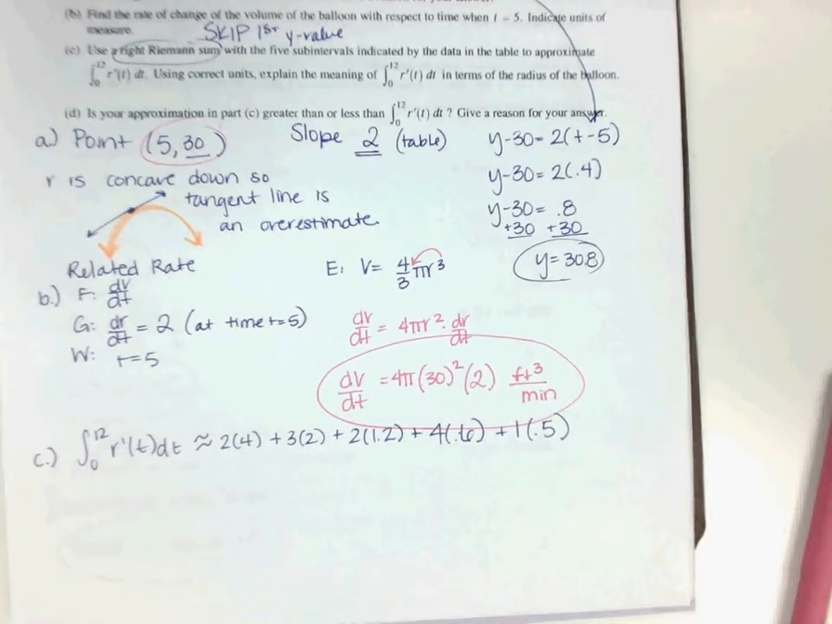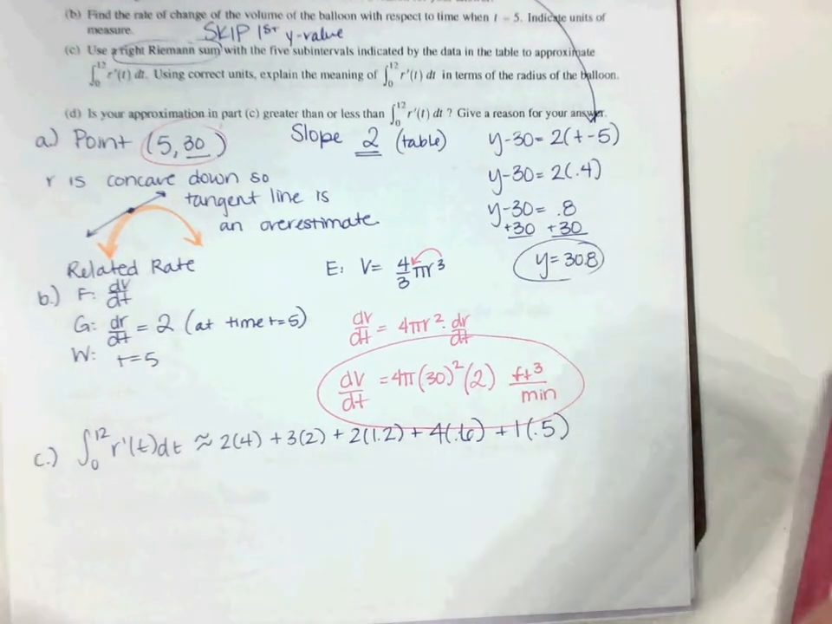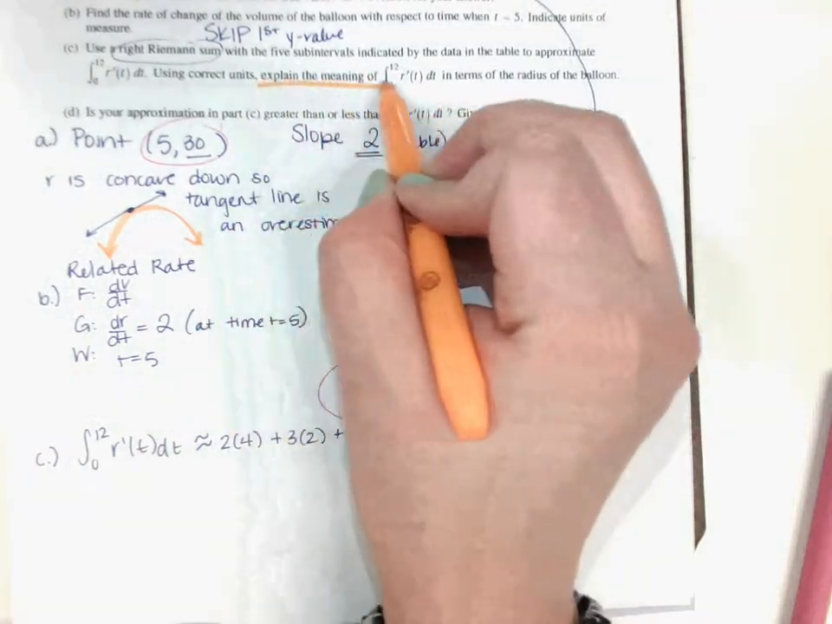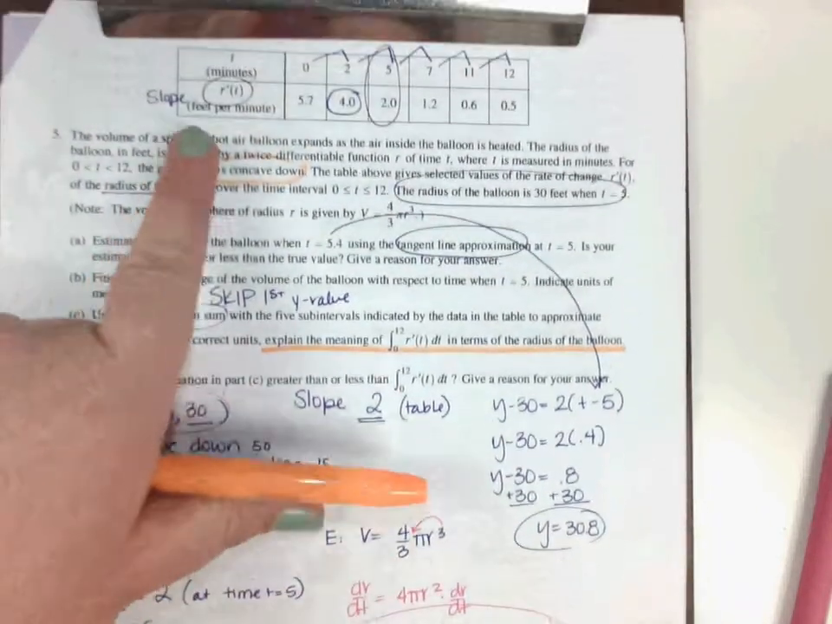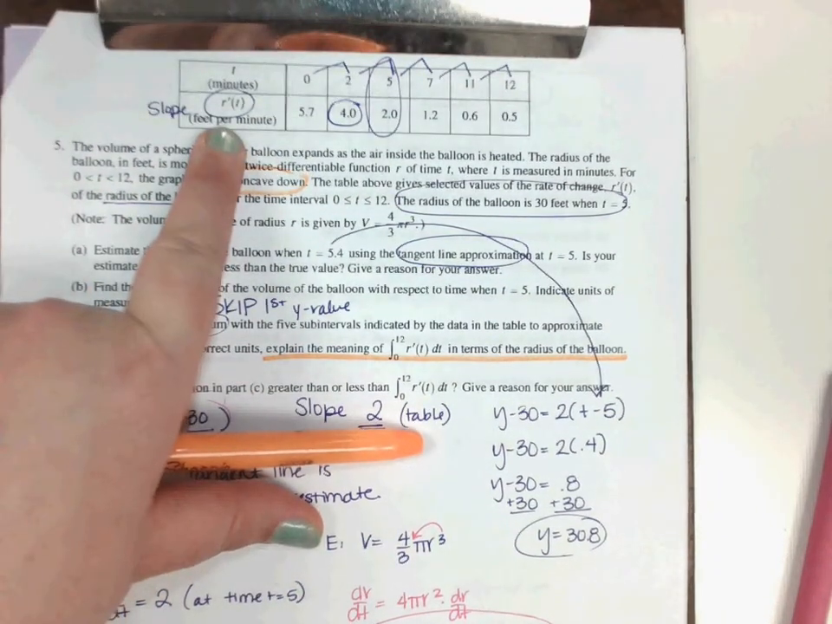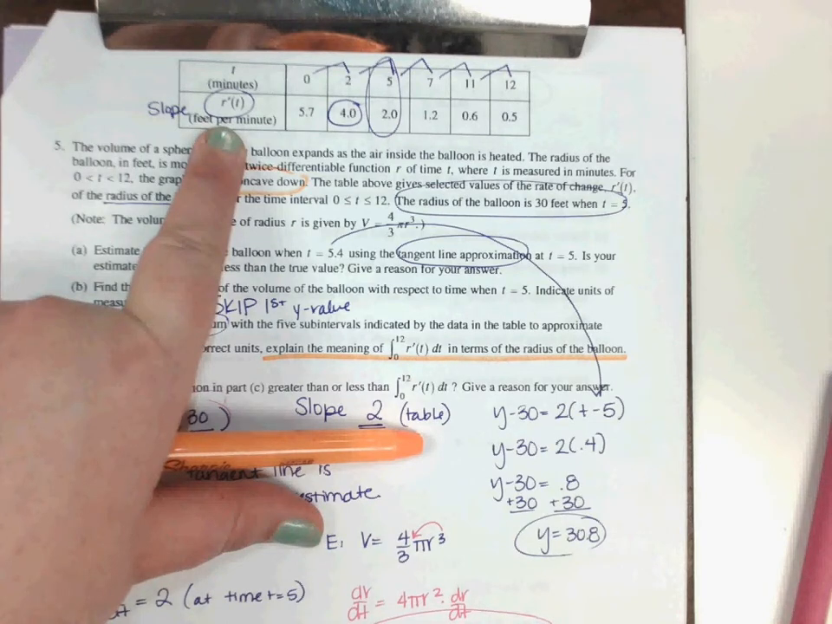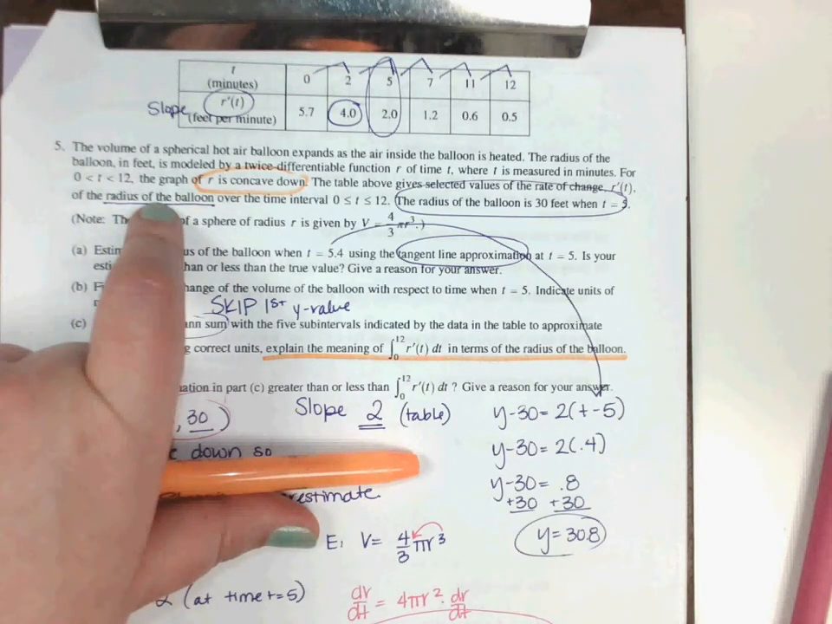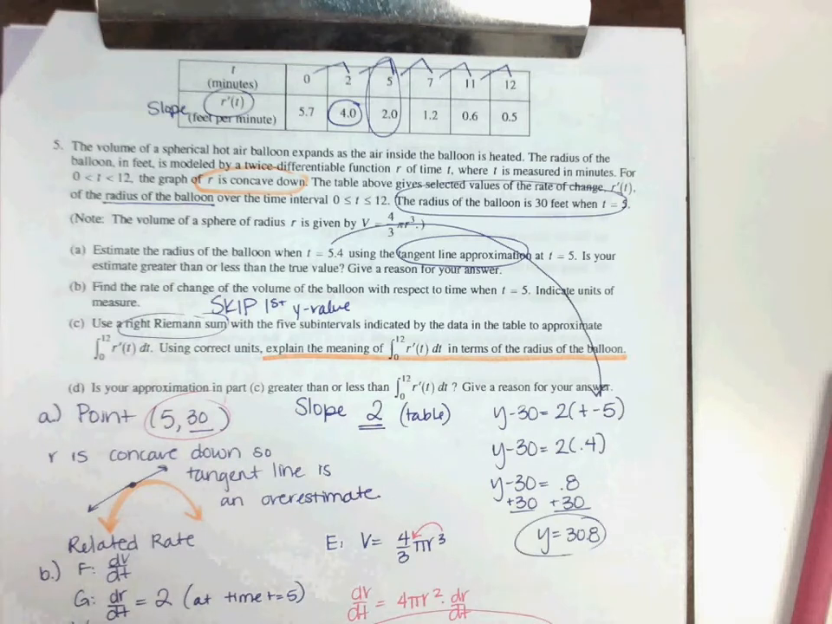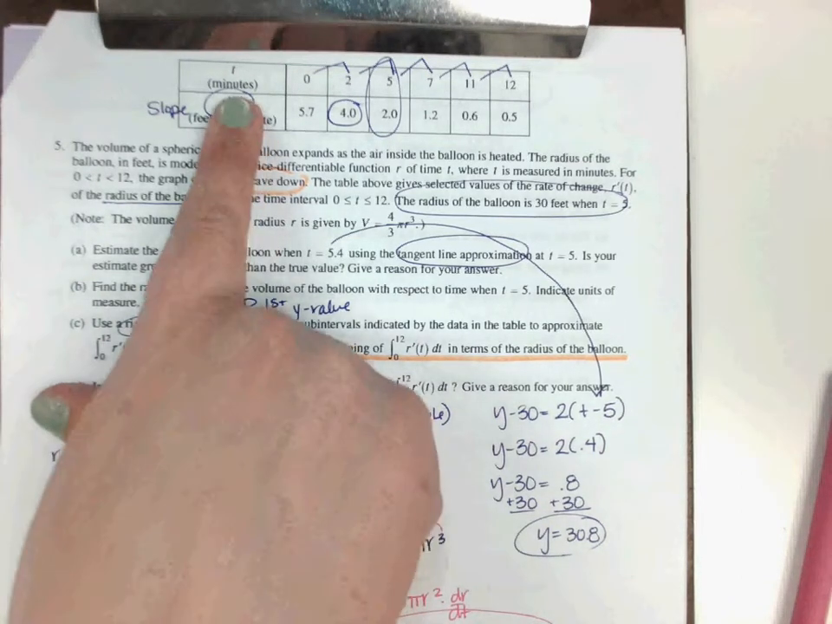Then the second part of that question says, using correct units, explain the meaning in terms of the radius of the balloon. What are my units measured in my chart? Feet per minute. When you integrate feet per minute, what do you get? Feet. Feet that what changed? The radius of the balloon. So you would say the integral represents the number of feet that the radius of the balloon changed while it was heating up, over what time period? From 0 to 12 minutes.